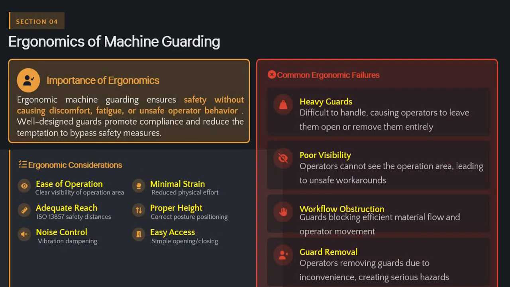Then we talked about the ergonomics of machine guarding. That is ease of operation, adequate reach, safe distance to be maintained, and also noise control. Minimal strain, proper height, and easy access. What we need to avoid: heavy guards, poor visibility, and workflow obstruction. So these things we need to consider.